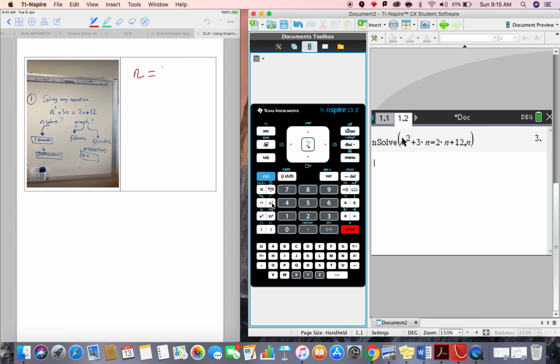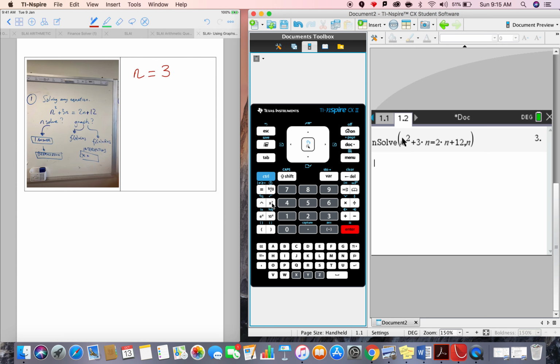n equals 3. The problem with this, of course, is that it's a quadratic, and you guys know that a quadratic could have actually two solutions. So Nsolve only gives us one solution. Now there's a workaround using Nsolve, so we can try that.